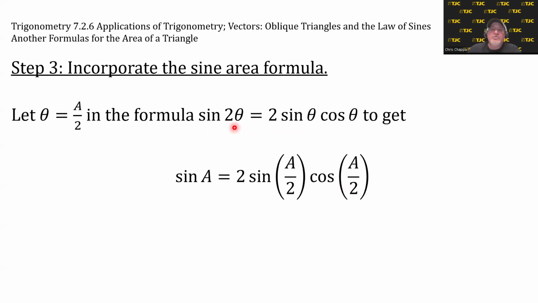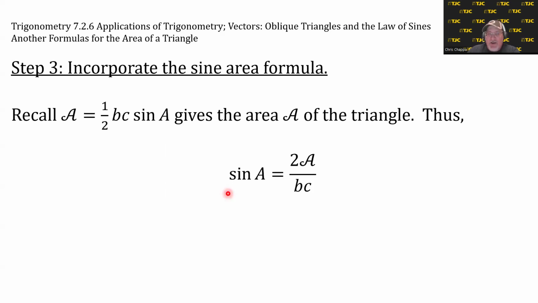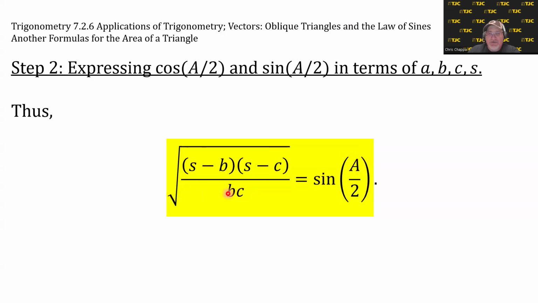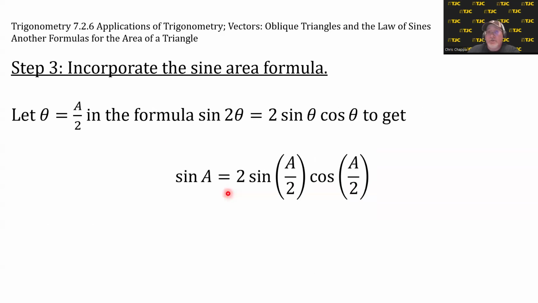Now, let's use the sine double angle formula. Sine of 2 theta equals 2 sine theta cosine theta, with theta equal to A over 2, and that'll give us sine of A equals 2 sine of A over 2 cosine of A over 2. Now, we've got expressions for all three of these trig functions. Sine of A is right here, sine of A over 2 is that, and cosine of A over 2 is this. So we're going to make all those substitutions.